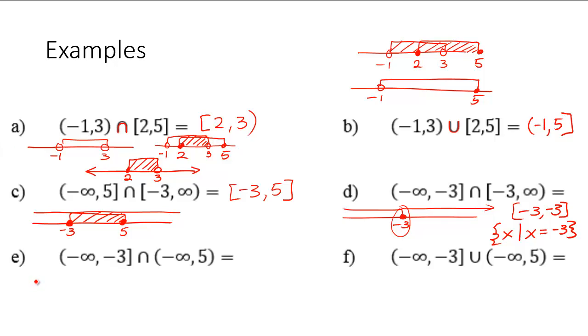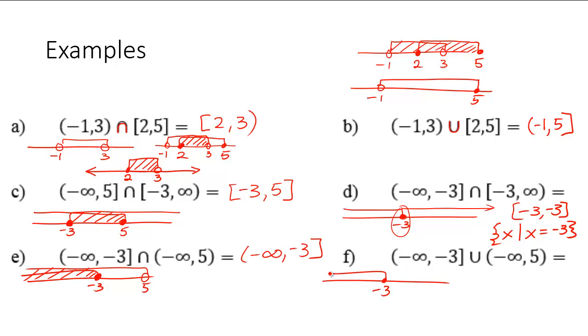Next, we have all the way up to -3 intersected with all the way up to 5, not including. Well, that intersection is just everything up to -3. And finally, we have a union between up to -3 and up to positive 5. So the union includes everything. So it's just -infinity up to 5.